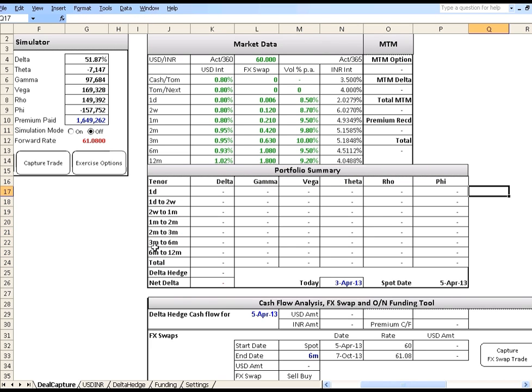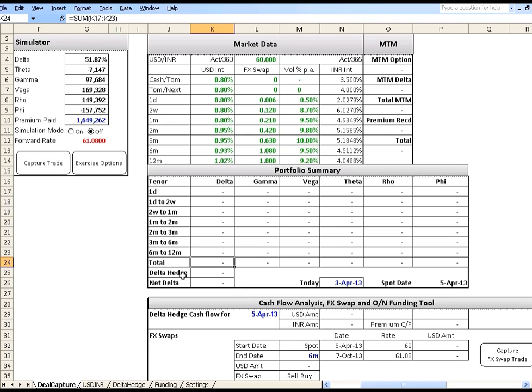The Greeks have been time bucketed rather than just adding each of them up. For instance, if you have a 4-month option in your portfolio, then its Greeks will appear under 3-month to 6-month bucket, which will appear in this row. Thus, Greek in any row describes sum total of a specific Greek of the options whose expiry is in that bucket. The total row has sum of all the individual Greeks.